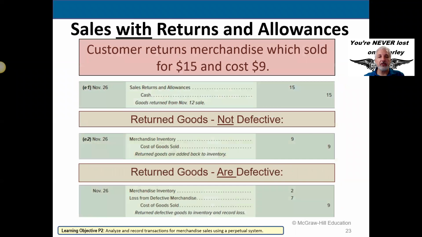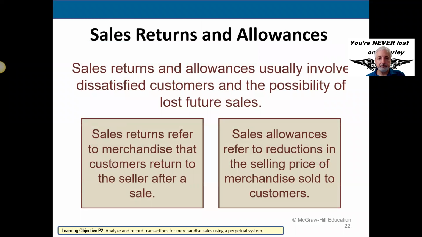Sales returns and allowances. Let's talk about returns and allowances. If you return stuff, we've got to reverse the double entry accounting. We reverse the inventory and the cost of goods sold, because the goods came back to us. We reduce the revenue and the cash because we gave it back, or the revenue and the receivables. So we're reversing all that.